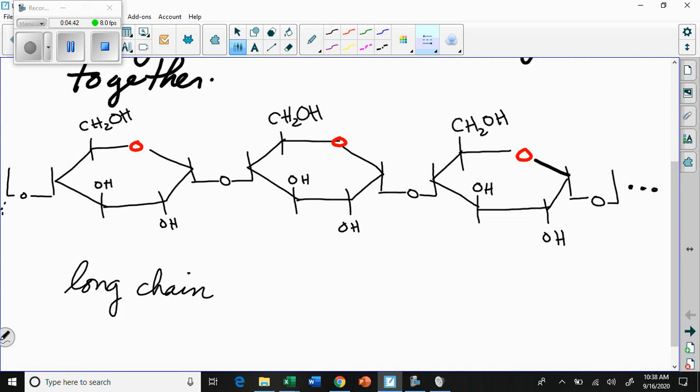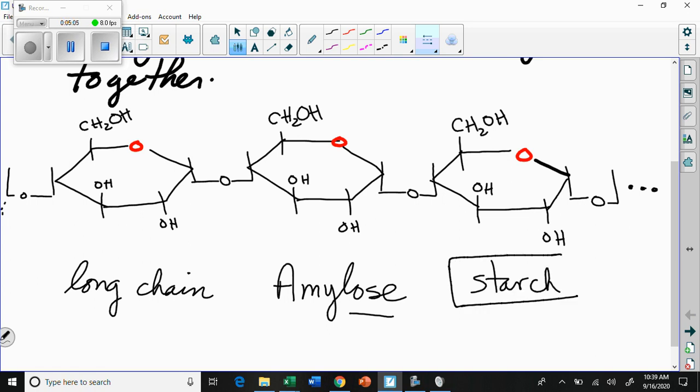Plants store their glucose like this. This is called amylose. And although it still ends in O's, it's not a simple sugar or a disaccharide, it's a polysaccharide. And sometimes a polysaccharide is called a starch. So the word starch is a word we use for these gigantic polysaccharide molecules. And of course, we have starch in our diet.